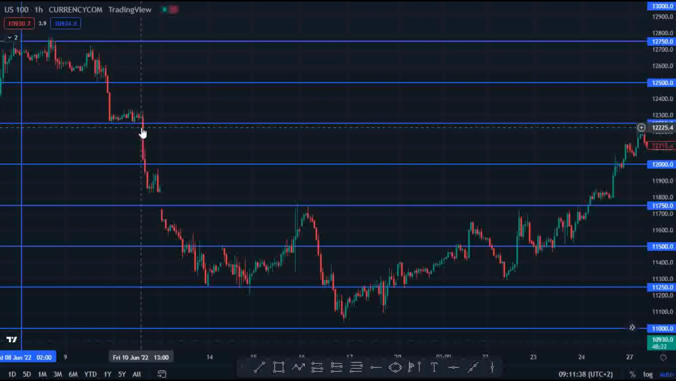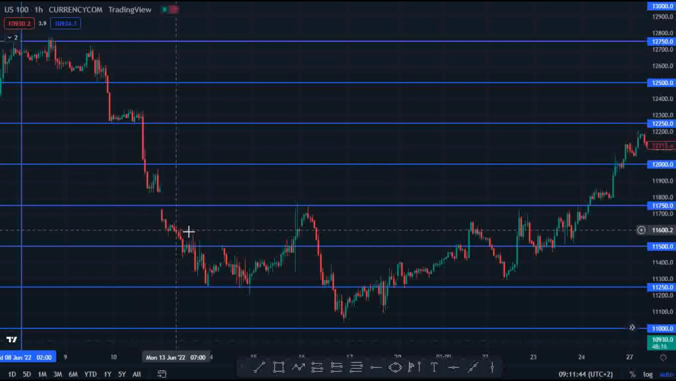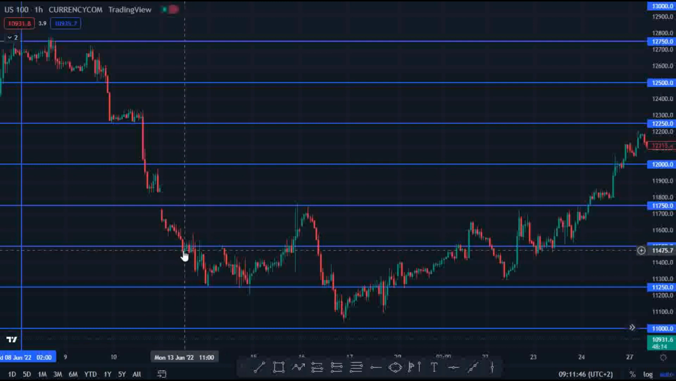So here we didn't receive any entries, but it's still fine. We're still keeping it going. As you can see right here, still keeping it going. As you can see, the market eventually broke out of this area.